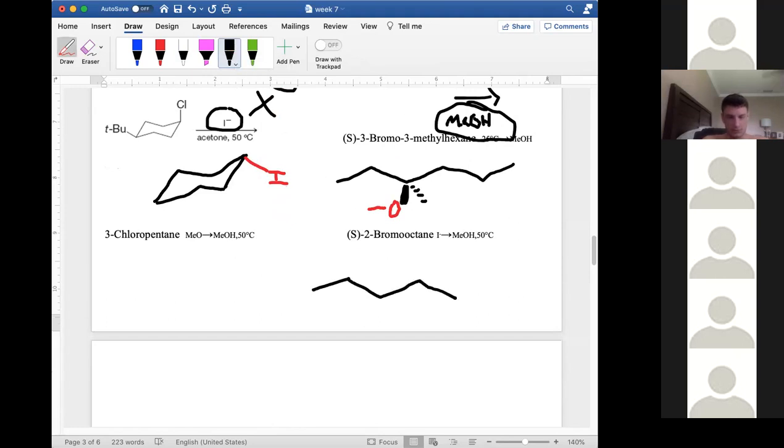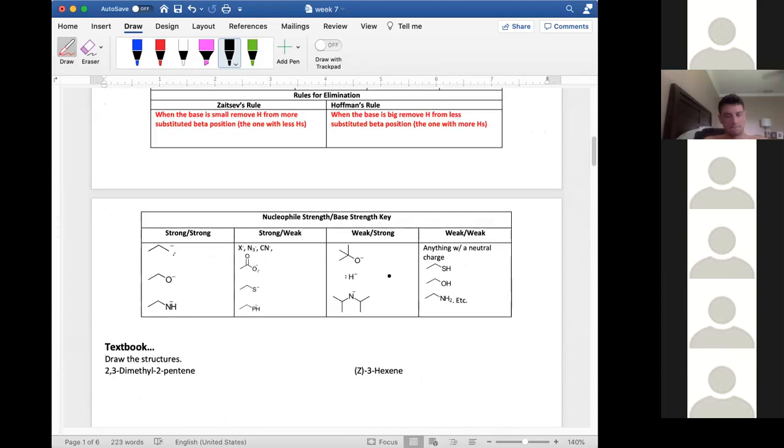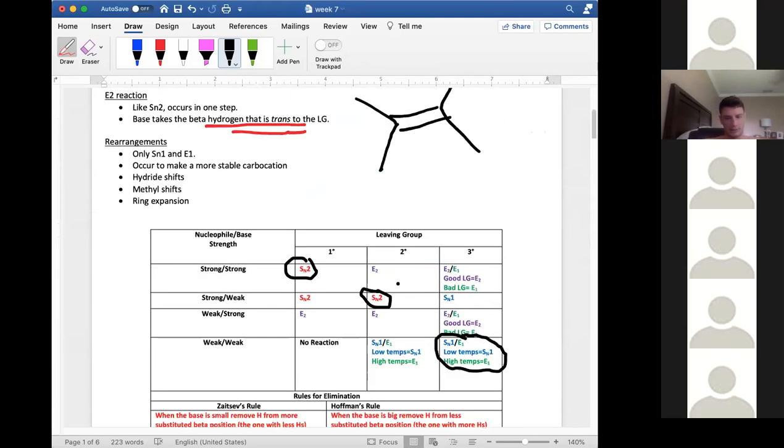So that's hexene, that's octane. And here, doing the RMS in my head. All right, so this is primary, secondary, tertiary? Secondary. And we're reacting with a negatively charged halogen. What category does that fall into? Strong, weak. All right, so secondary, strong, weak gives us SN2.